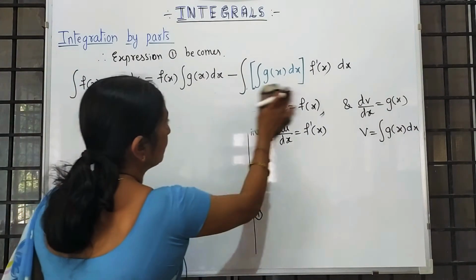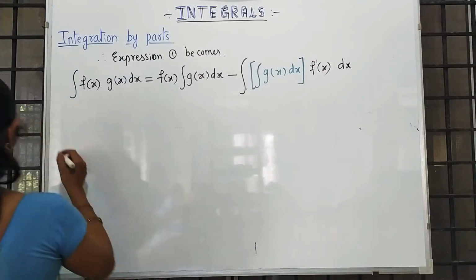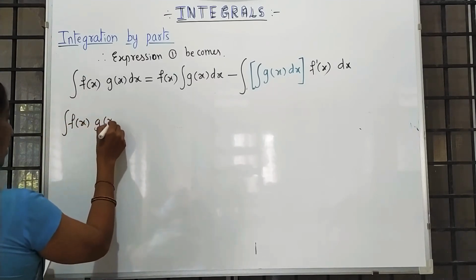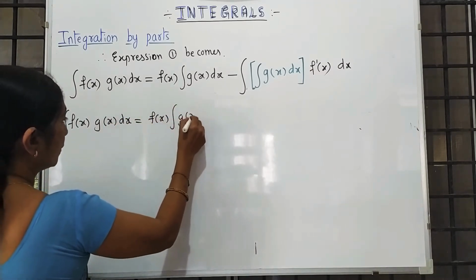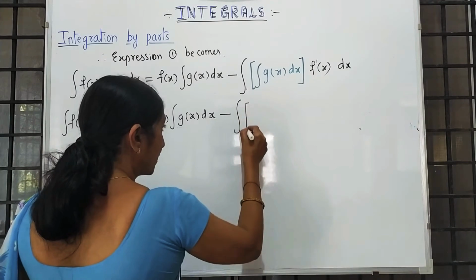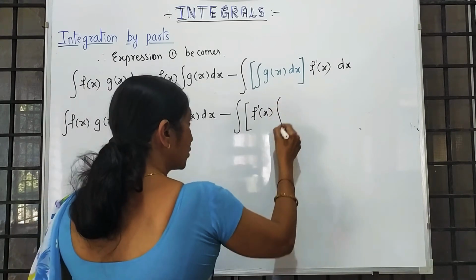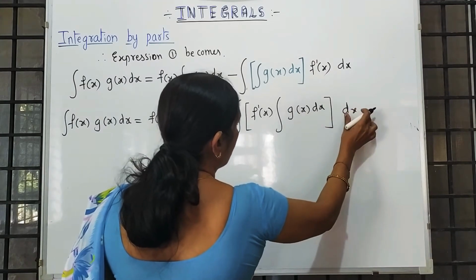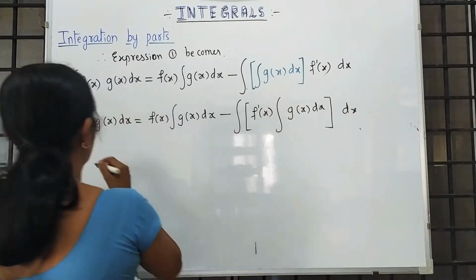Therefore, integration of f of x into g of x is equal to f of x into integration of g of x into dx minus integration of, in the bracket, f dash of x into integration of g of x into dx, this bracket complete, into dx. This dx is for this integration sign and this dx is for this integration sign.